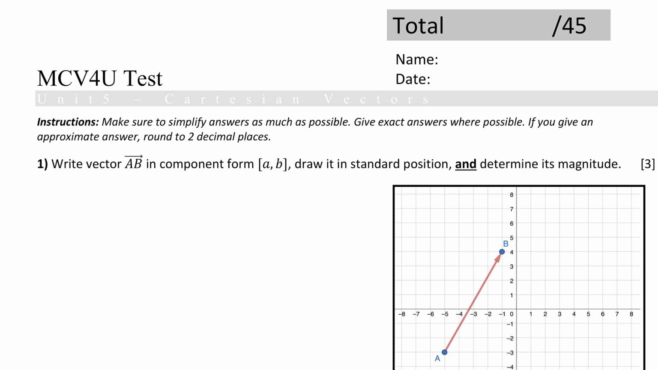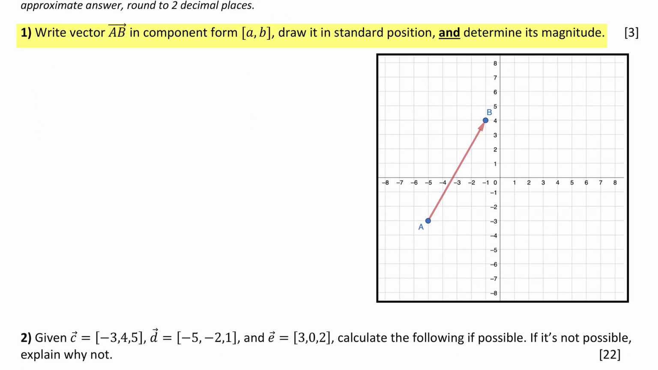Here are the solutions to a sample test for the grade 12 Calculus and Vectors course. This is the second vectors test, which is on Cartesian or algebraic vectors. Question 1. Write vector AB in component form, draw it in standard position, and determine its magnitude.